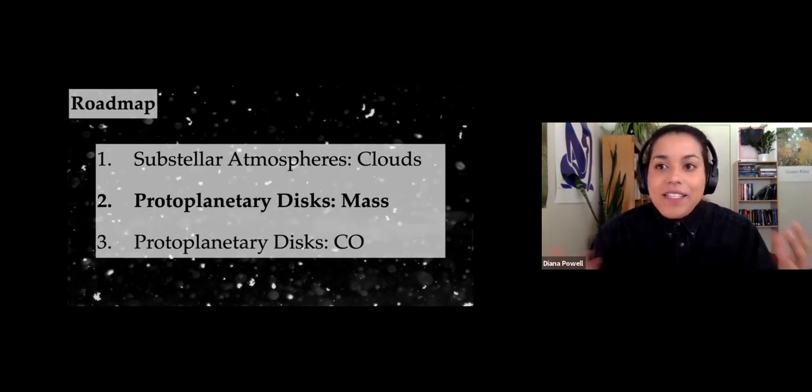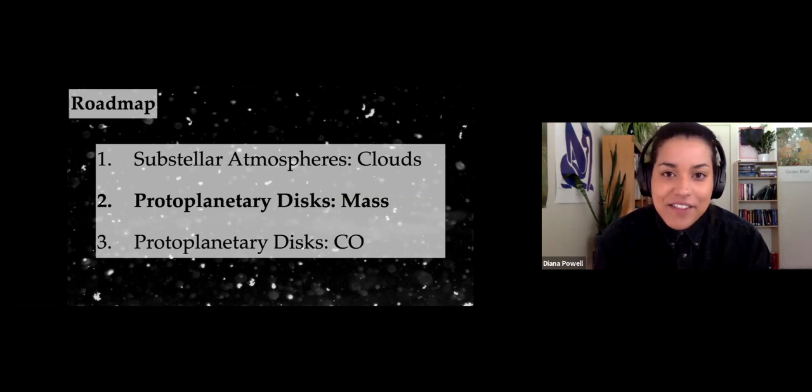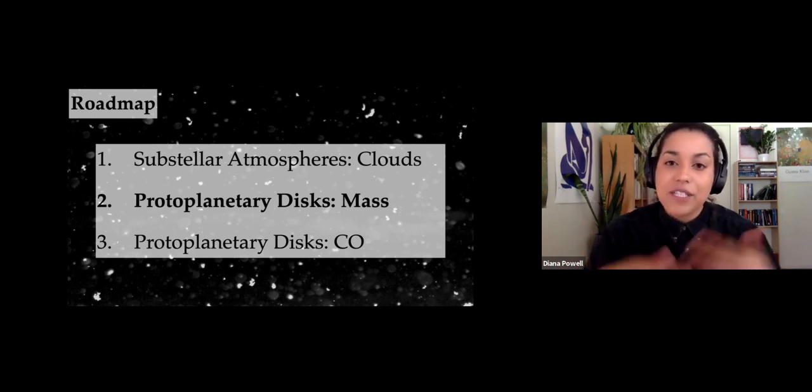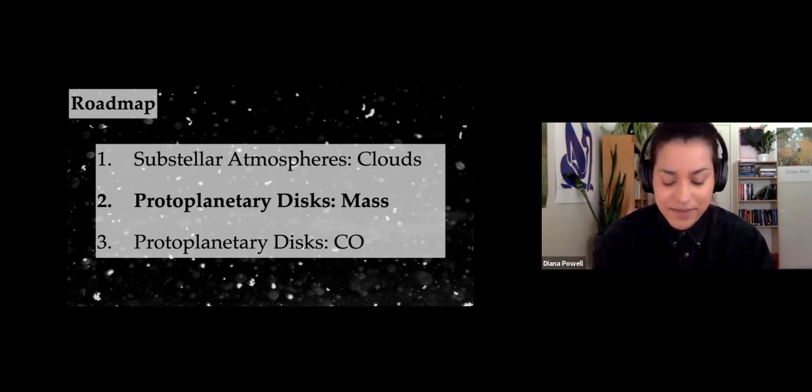Okay. So we've discussed the importance of understanding clouds in substellar atmospheres, which is important in constraining evolved planets. And now let's turn our attention to protoplanetary disks, which are the locations of planet formation. And I'll start by talking about the interesting question of how much total mass is present in these systems.